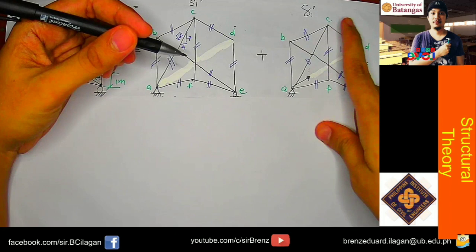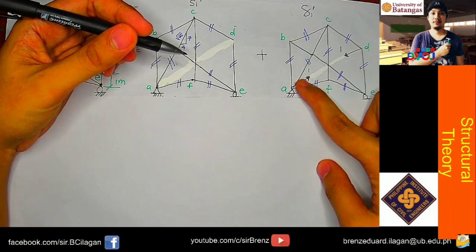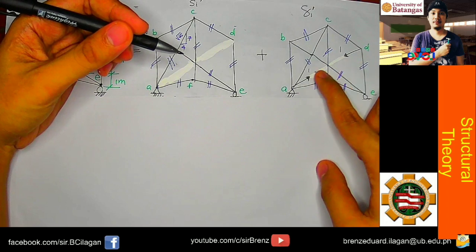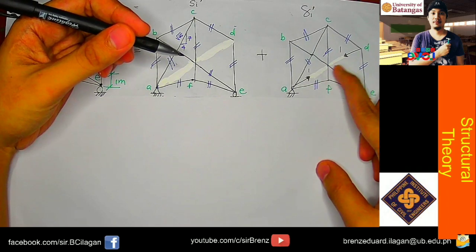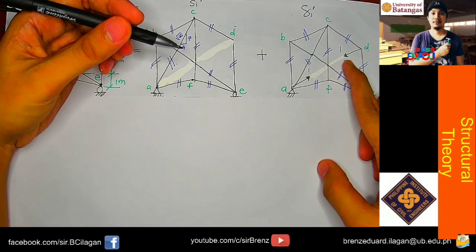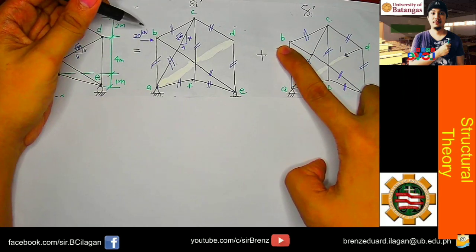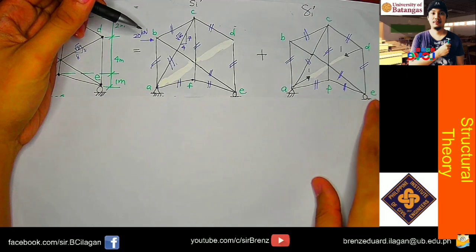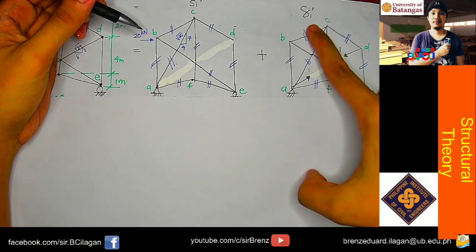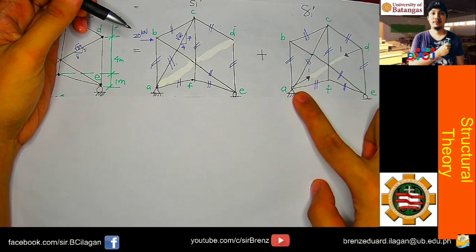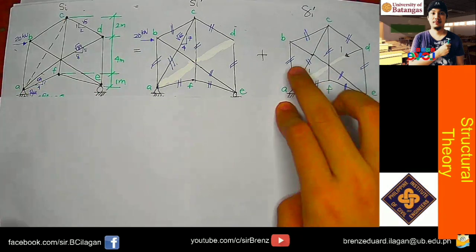So mangyayari lang dito is that yung inalis mong member, papalitan mo siya ng 1 unit load doon sa magkabilang side. Napasarap na naman ako ng pagguguhit. So ayan. And then, aalisin mo yung externally applied load, so mawawala si 20 kN. And take note that no reaction is needed for solving the delta I prime. So dito lang tayo magpo-focus sa 1 unit load sa magkabilang side ng A and B.